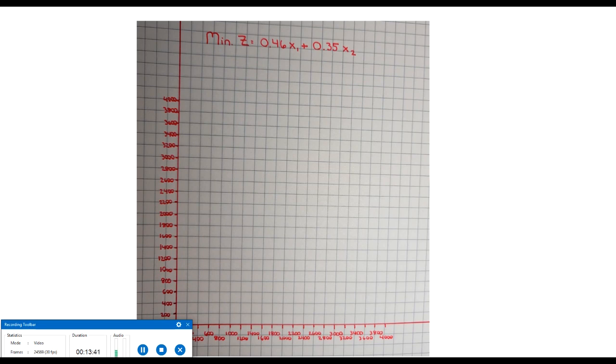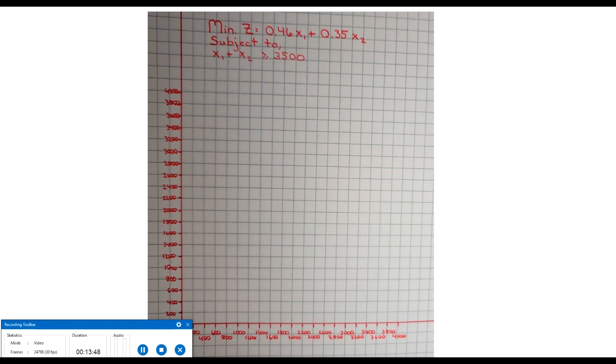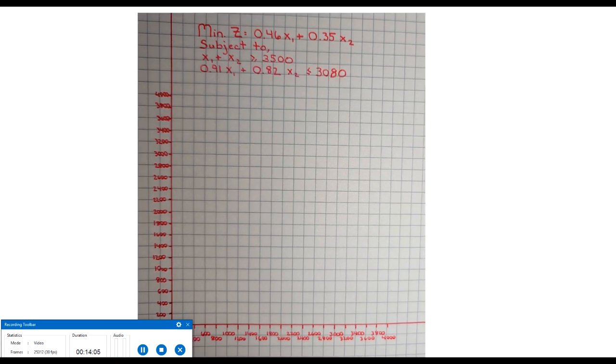Once we do that, we begin writing in our constraints as well. The first one we see here, x1 plus x2 is greater than or equal to 3,500. We're not going to write in the line yet because first we want to collect all of our constraints in this system. That's what we're doing right now. 0.91x1 plus 0.82x2 greater than or equal to 3,080. That's a small mistake on my part.